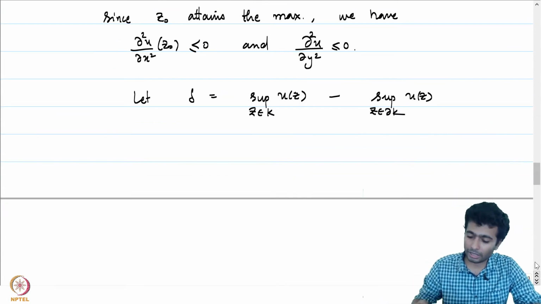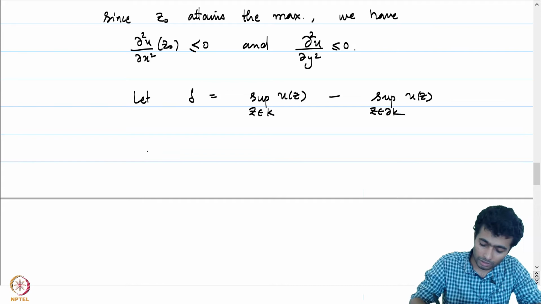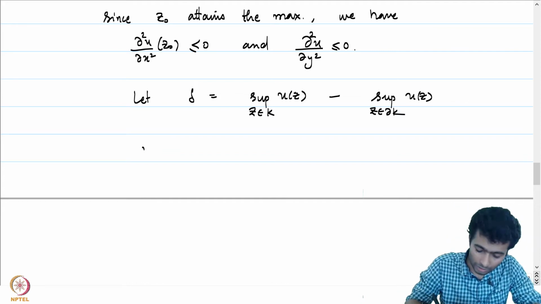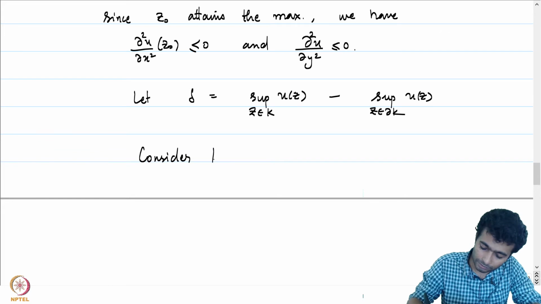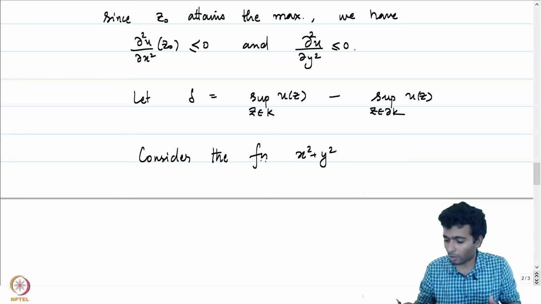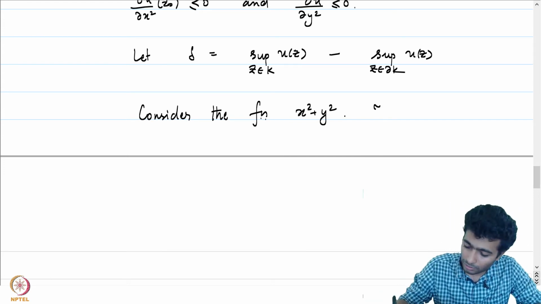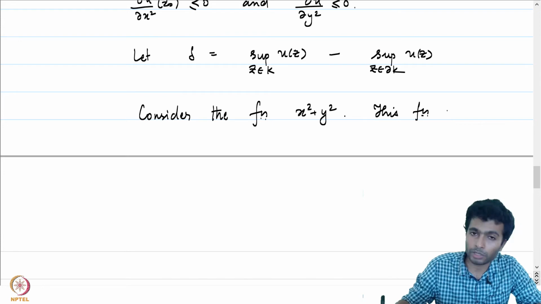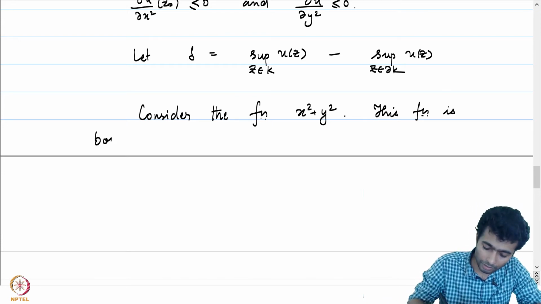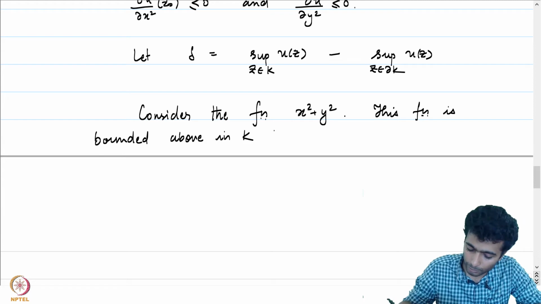And we also know that if you consider the function x square plus y square, this is a function which is continuous on the compact set k, and hence it attains a maximum. This function is bounded above, since our set k is compact. Let's call the bound m.